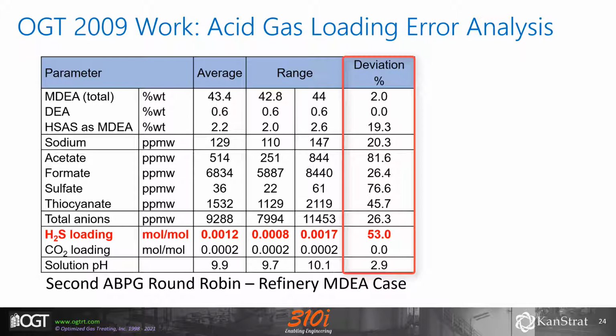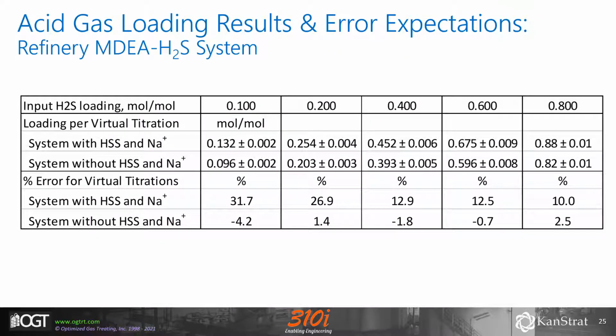Even the solution pH, which is a pretty important parameter for determining the base solution capacity, has a fairly big spread. Typical expected deviation for a pH probe is plus or minus maybe a tenth. We have 4/10 here. So what happened? In our error analysis, we made some virtual titrations, and we used those titration curves to extract back what the loading would be for systems that were relatively clean and for systems with heat-stable salts and sodium content that were in the round-robin testing. And this is what you get.